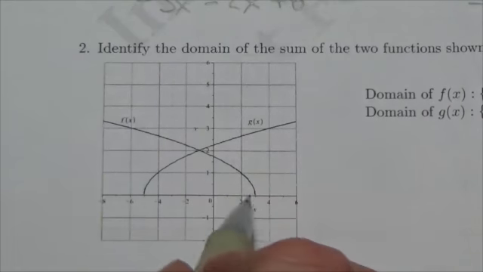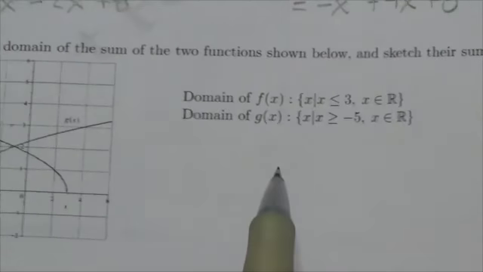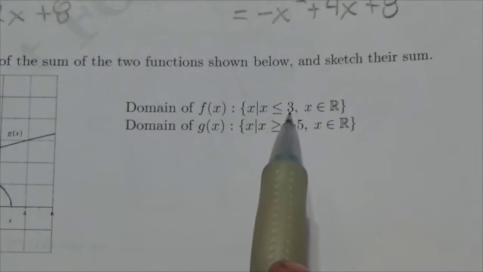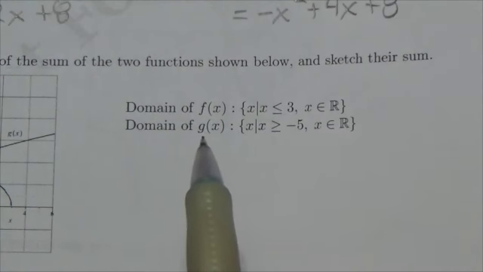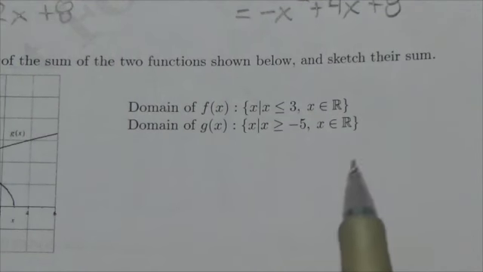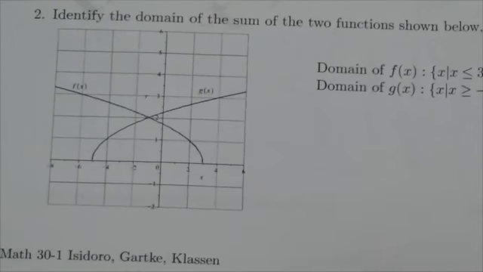So here's f of x and here's g of x. Now they give you a little bit more information over here. f of x is defined on the domain x is less than or equal to 3, and g of x is defined on the domain x is greater than or equal to -5. So that's what we're seeing over here.